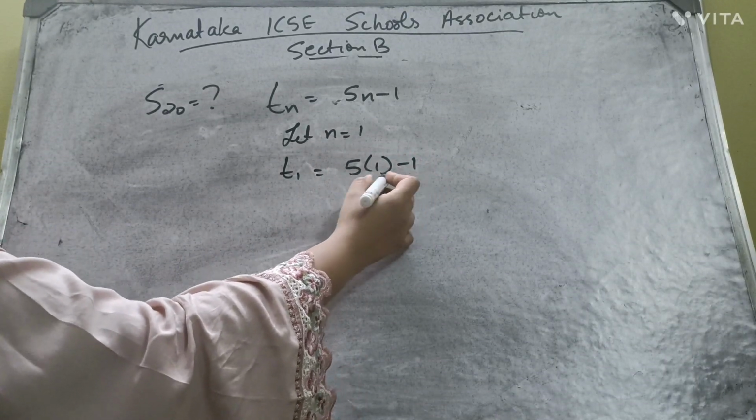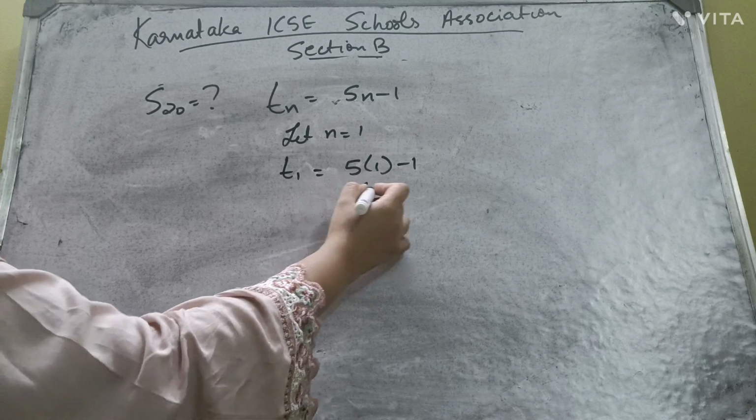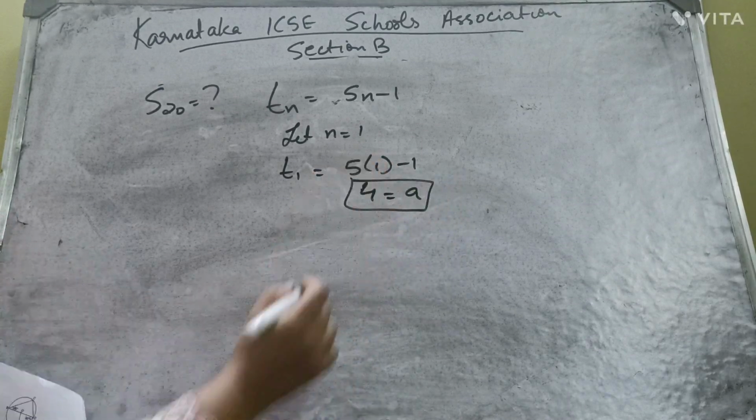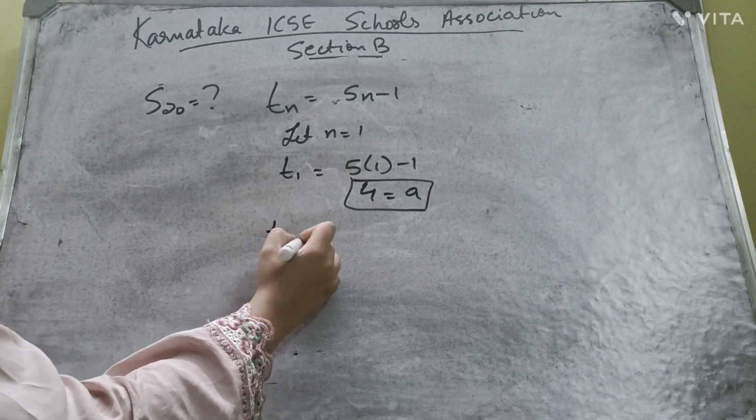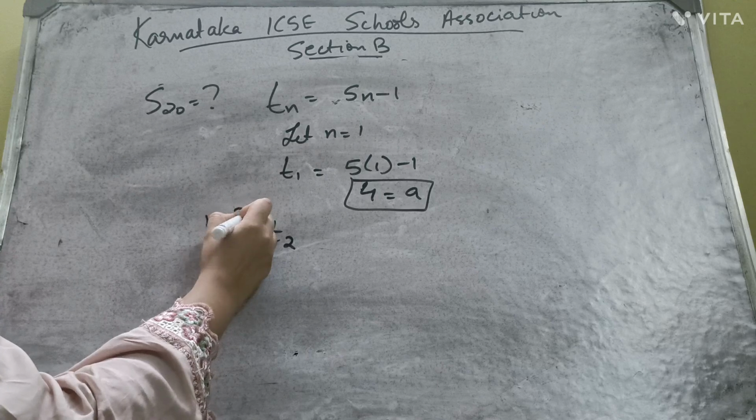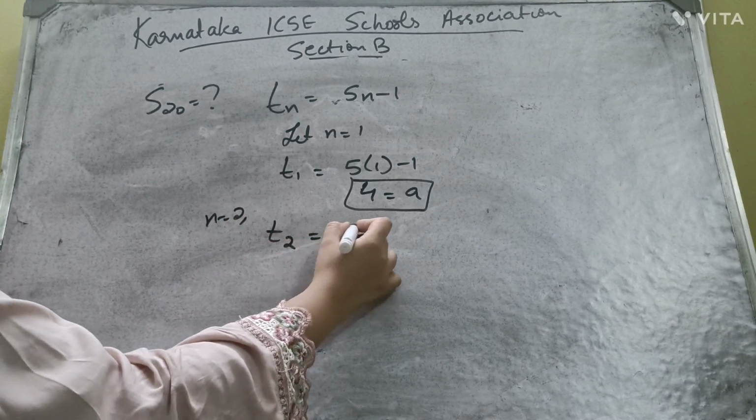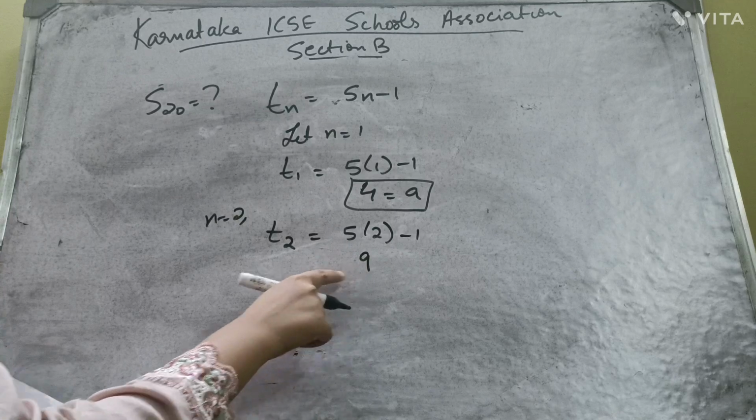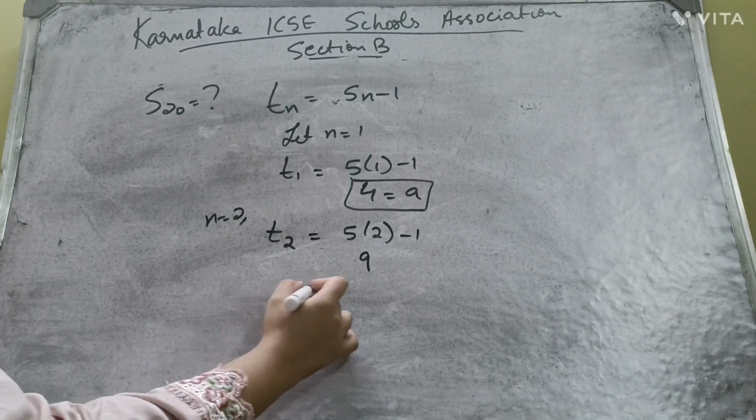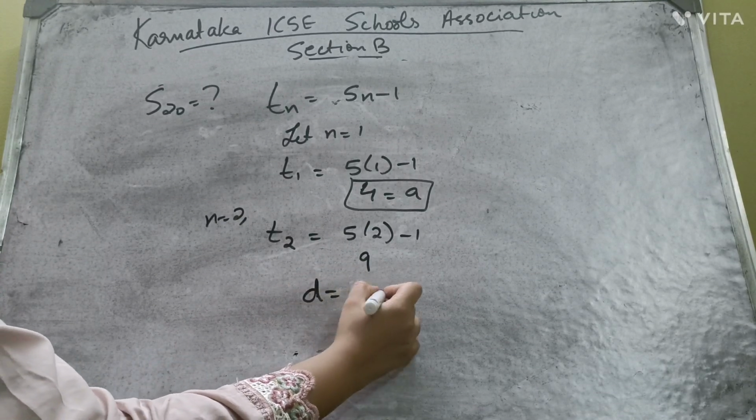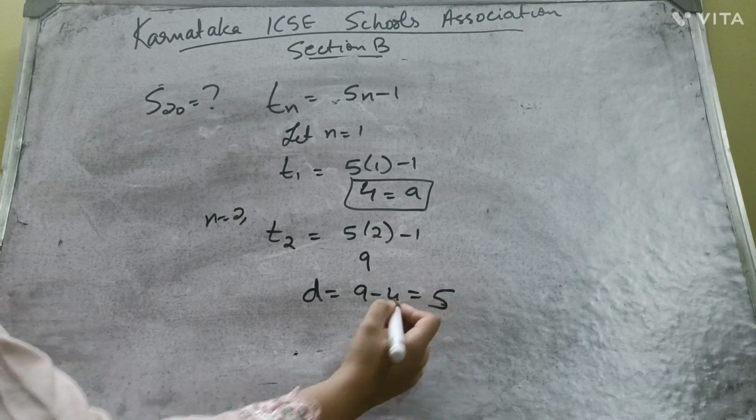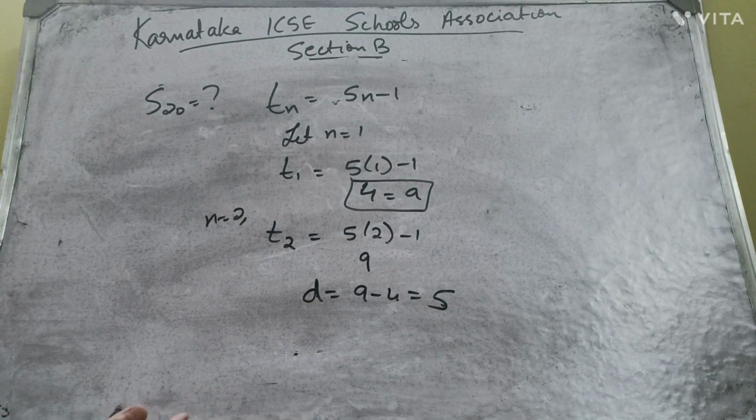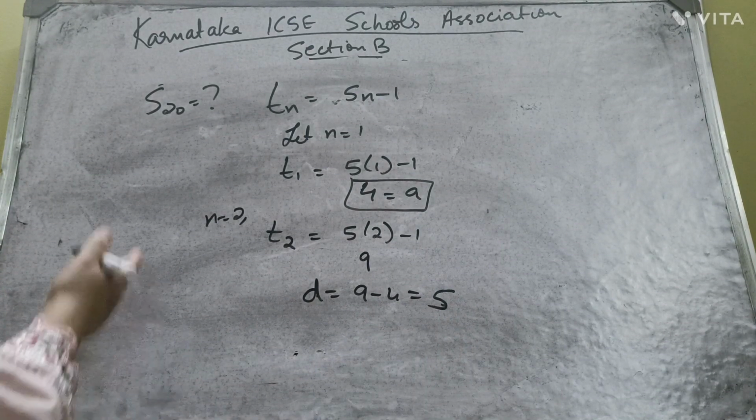So T1 is going to be 5 ones are 1, 5 minus 1, 4. So this is the first term, which is 4. Then let n be 2. So T2 is going to be 10 minus 1, which is 9. So the second term of the sequence is 9. Therefore, the difference is going to be 9 minus 4, which is 5.